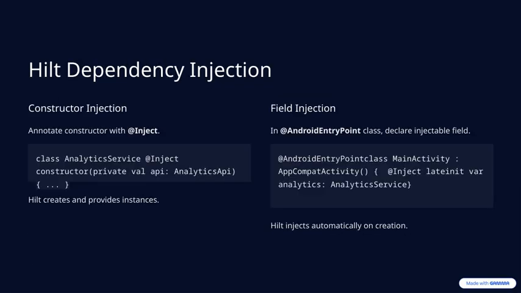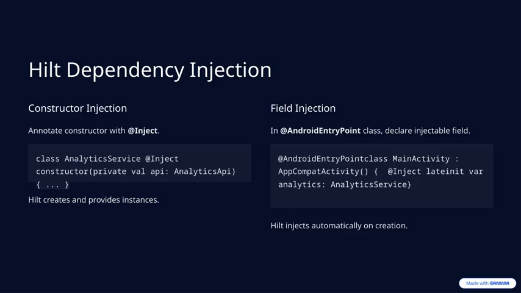Now let's talk about Hilt dependency injection, starting with constructor injection. The key idea here is that you annotate the constructor of your class with @Inject. For example, if you have an analytics service class, you would write it like this: class AnalyticsService, then @Inject constructor, and inside the parentheses, you specify the dependencies, such as private val api: AnalyticsApi. What happens is that Hilt takes care of creating and providing instances of these dependencies automatically, so you don't have to manually instantiate them.